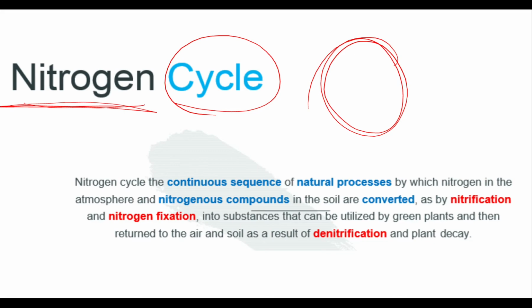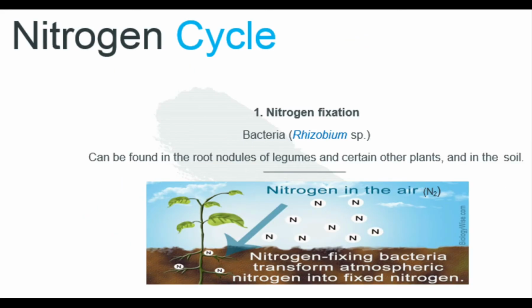So that's why there are some processes done by the microorganisms to change the form of these nitrogen particles so that they can be used by all the biological elements. And there are few processes involved, and there are few microorganisms involved in those processes. So the first step is nitrogen fixation, and it is a bacteria of Rhizobium species that helps in fixing the nitrogen.